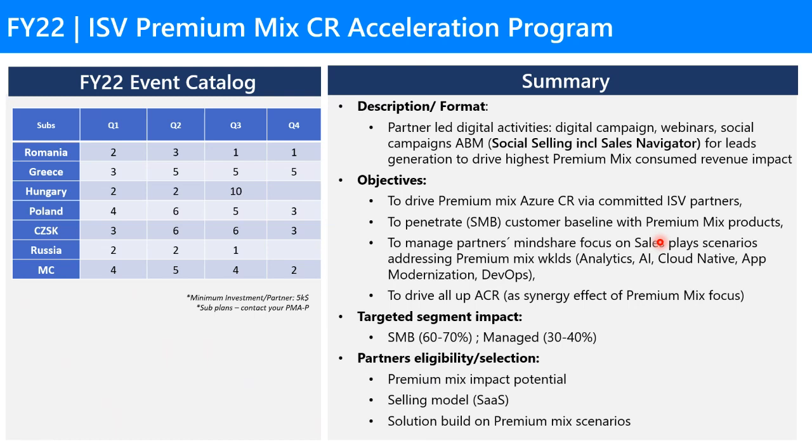And these are the go-to-market activities focusing on digital campaigns, webinars, social campaigns, account-based marketing, with the primary goal to generate leads, with the focus on the premium mix consumed revenue. And premium mix consumed revenue means that we are not focusing directly on the infrastructure, but we want to focus directly on app innovation or data and AI. So with the selected ISV partners where we see the opportunity, through joint go-to-market activities, we can also increase their performance under app innovation or data and AI.